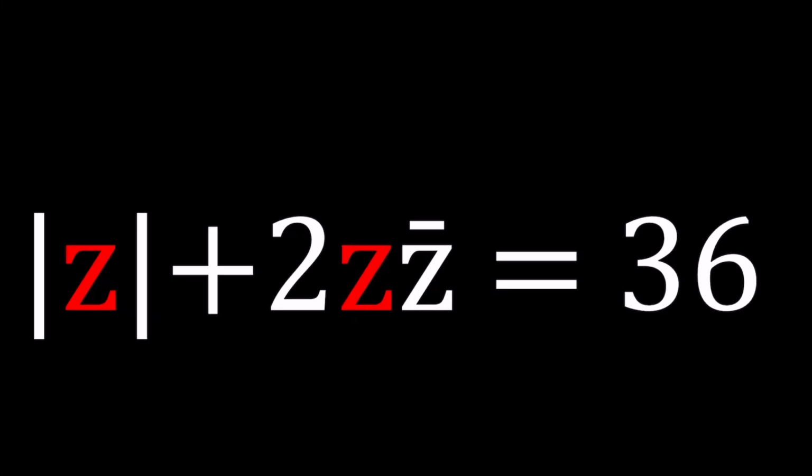So we have the absolute value of z plus 2 times z times the complex conjugate of z equals 36. And we're going to be solving for z values. Now, how do we solve for z values? We're going to use some identities that are super important with complex numbers. So let's see how we can handle this.